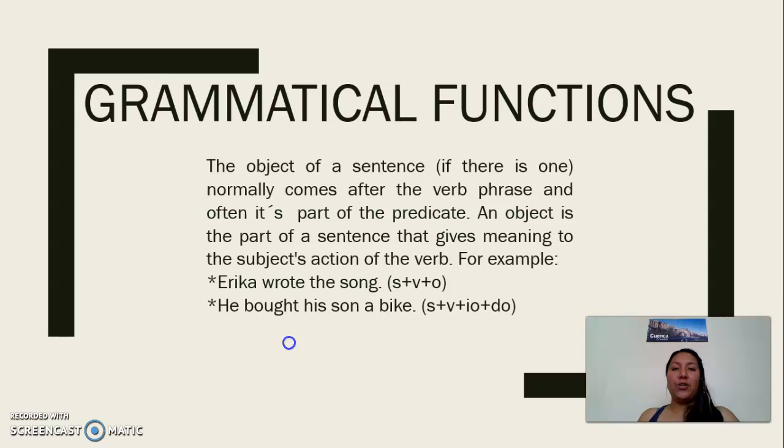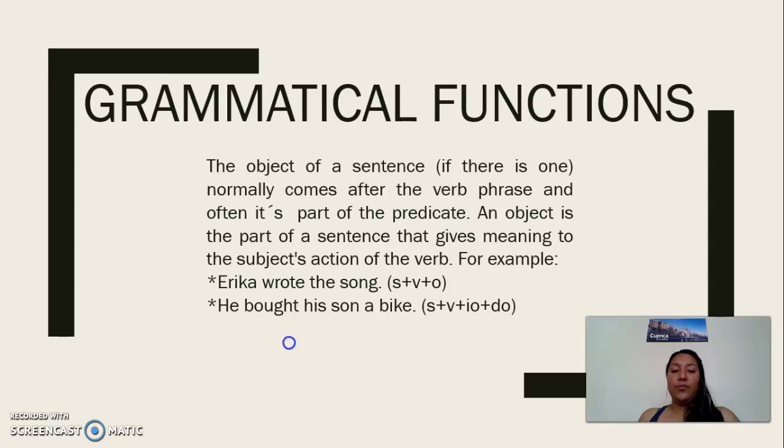In this video we're going to talk about grammatical functions and we're going to focus on the object. The object of a sentence normally comes after the verb phrase and it is always part of the predicate. An object is the part of a sentence that gives meaning to the subject's action of the verb. In a sentence there can be one object or more than one object. Here we have some examples.